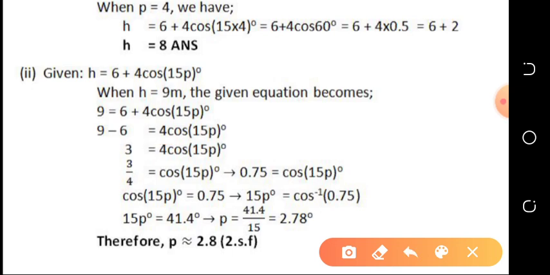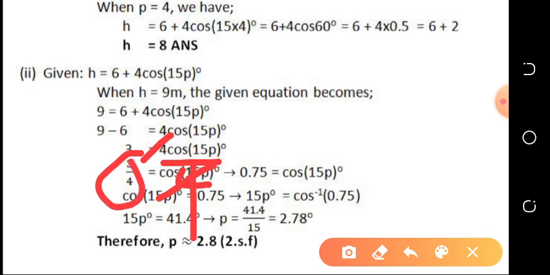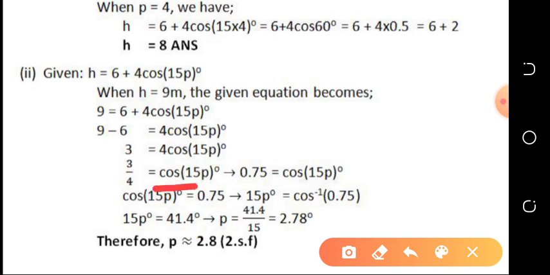What's the next thing to do to make cos 15P stand alone? You divide both sides by 4. Then this 4 cancels this 4. You have 3 over 4 here is equal to cos 15P there. Now dividing 3 over 4, you have 0.75 equal to cos 15P.